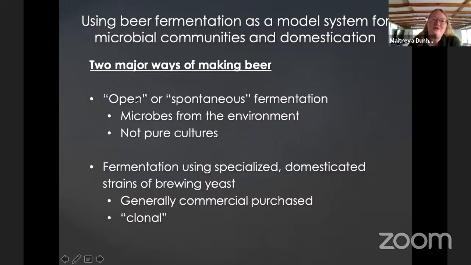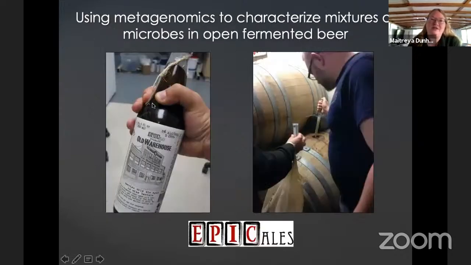Okay, so let's start with the open fermentations and look at their communities. This was a great collaboration with Cody Morris here, who's a brewer. At the time, he had a brewery called Epic Ales, and Epic Ales had been making this beer called Old Warehouse. That's because their brewery, pictured here on the label, was literally in an old warehouse. Cody is a very adventurous brewer, and he wanted to make a beer that represented the place. So he took buckets of wort, which is just that boiled grain mixture, and placed them all around the brewery, and then let nature take its course.